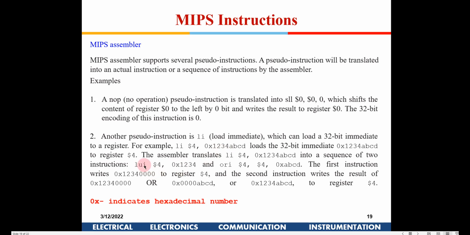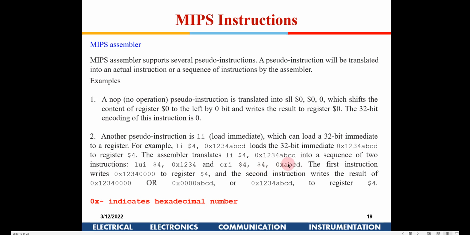So first I can write LUI, load upper immediate. This cannot be understood by the ISA, but the compiler will split it into these 2 instructions. LUI 4th register, then I write 1234. So this 1234 will get loaded into the upper 16 bits. And then I do an OR with this register with 0xABCD.